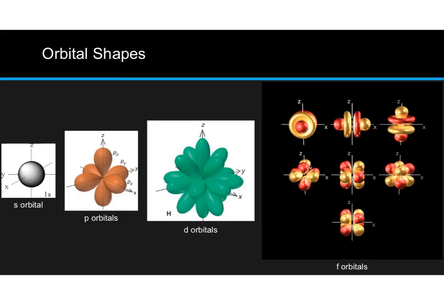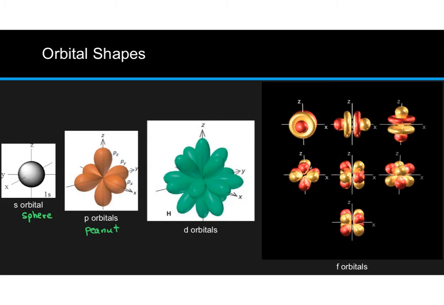Those orbitals have specific shapes. s orbitals, for instance, represent spherical shapes through which electrons can orbit. p orbitals represent peanut or bow tie shapes.